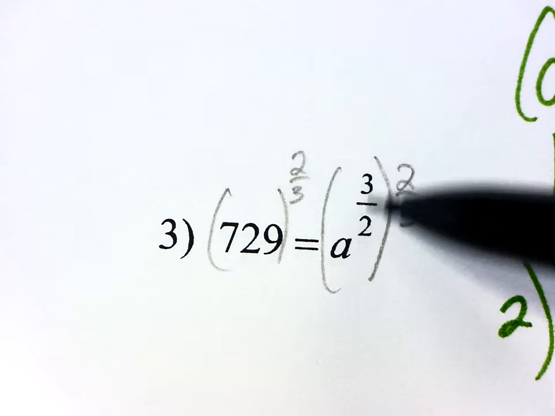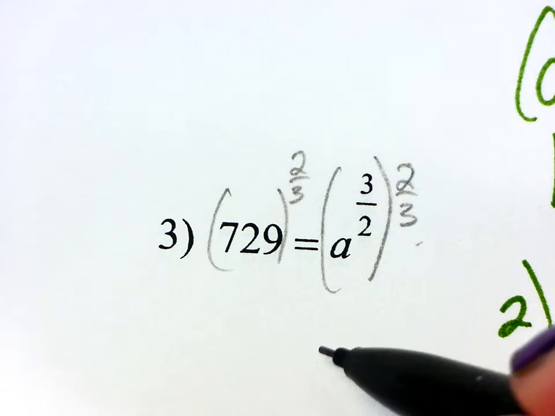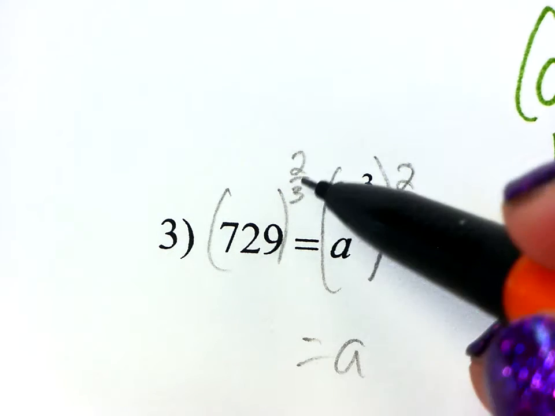Look back at this a. What do you do when you raise a power to a power? You multiply. And what do we get when I multiply 3/2 by 2/3? So I end up just getting a to the first. Do you see that? So now on the right hand side, I do just have a.